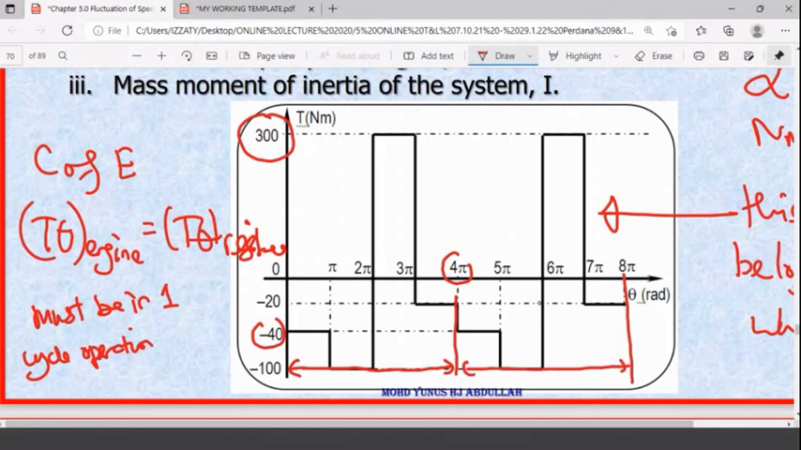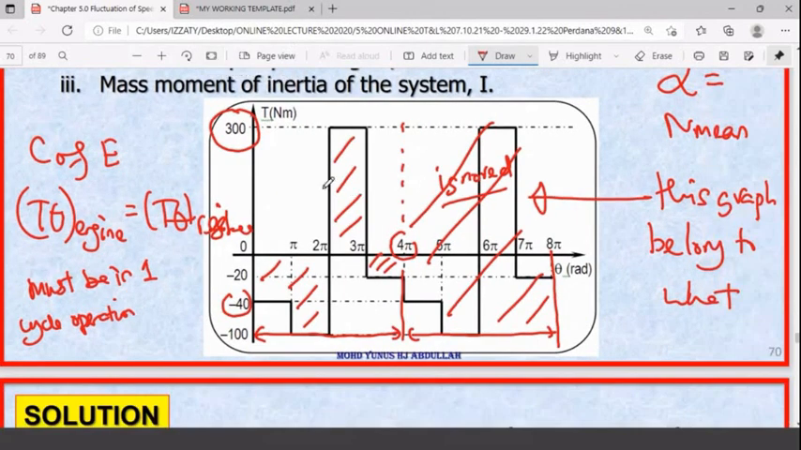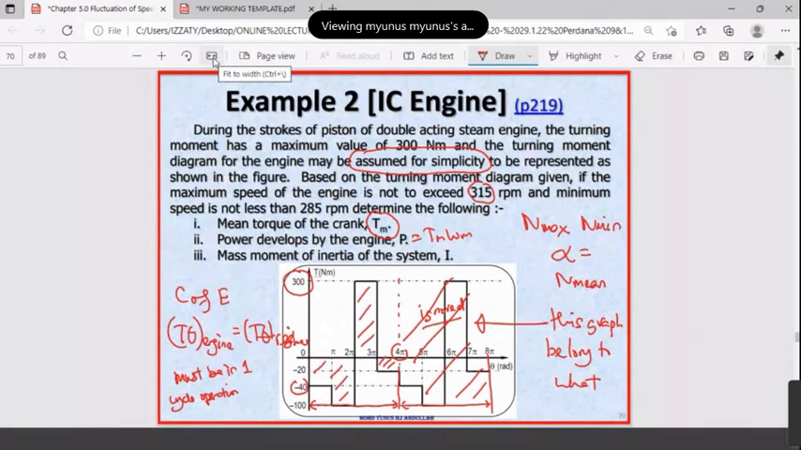So you have to focus only on one cycle. The rest will be ignored. This will not be part of your calculation. Do you understand me or not? Is that clear? So next time, make sure that you focus on one cycle operation only.